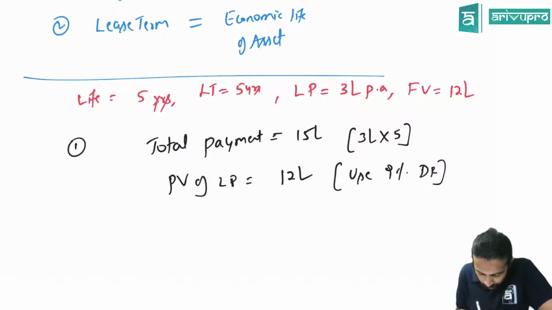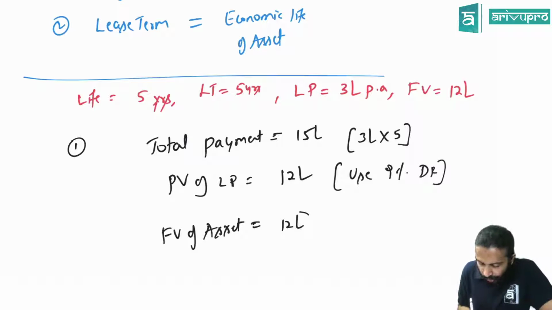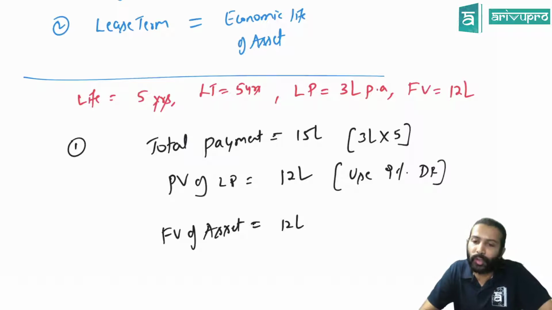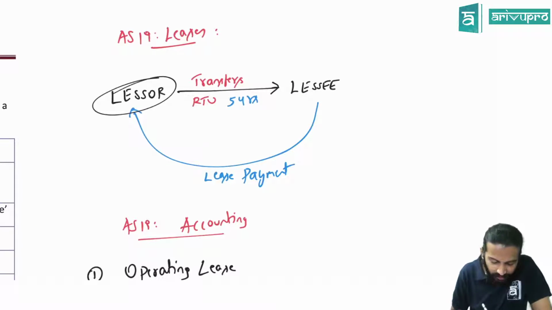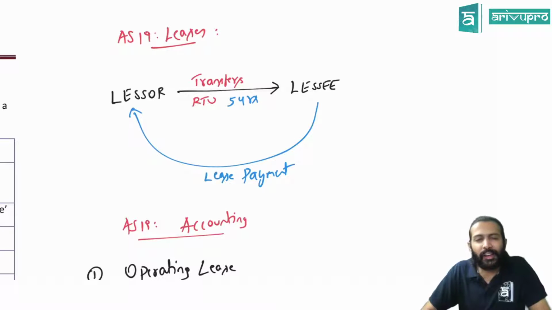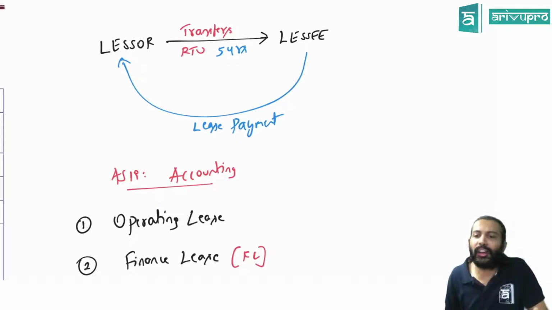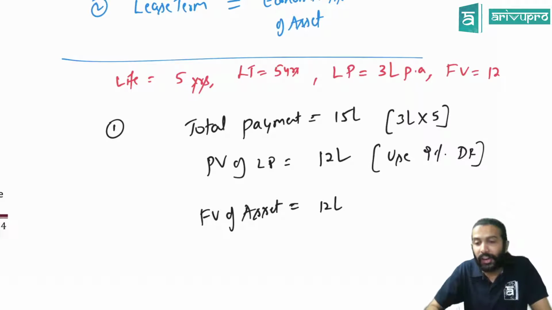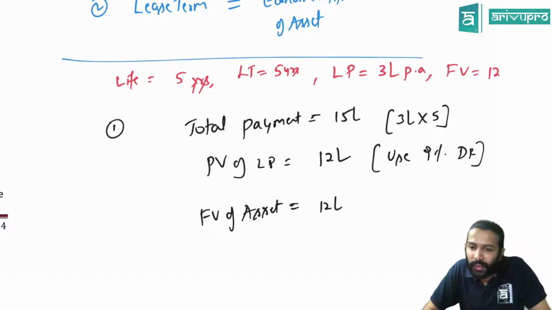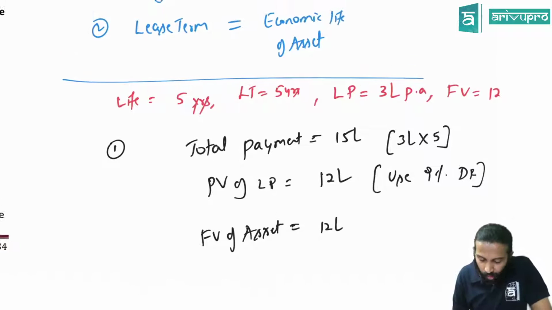What is the fair value of the asset, sir? 12 lakh rupees. Today, the value of the asset is 12 lakh and the present value of the amount that you're getting through lease payment is also 12 lakh. Think here: is the lessor really interested in the asset, or did he literally sell the asset in a way? He literally sold the asset, but we're not calling it a sale, because the value of the asset is 12 lakh and the present value of the lease payment that you're getting is also 12 lakh. Hence, we can conclude that this is what kind of a lease?